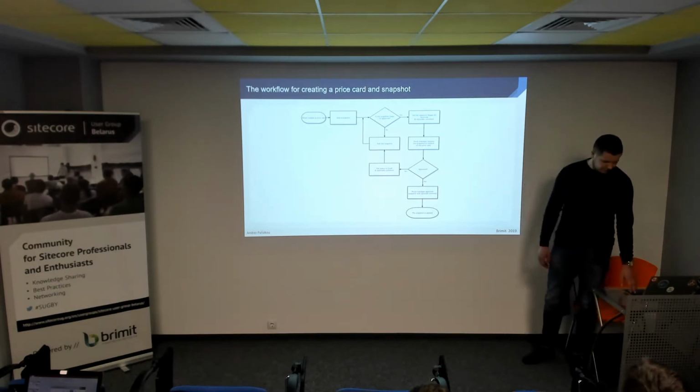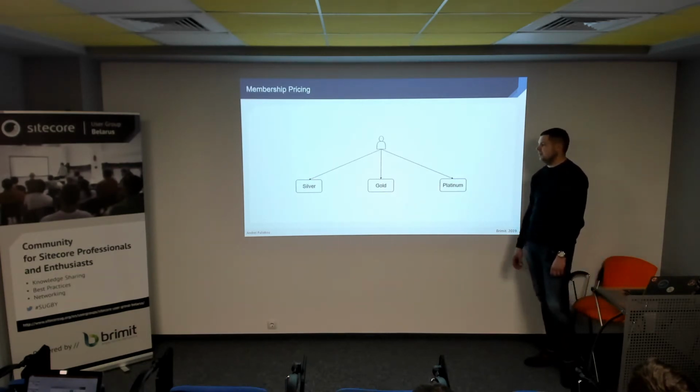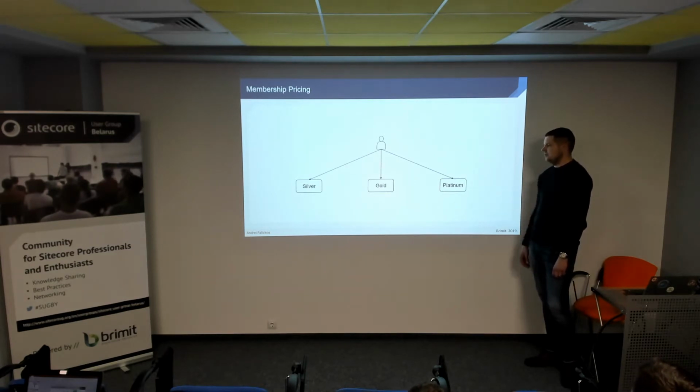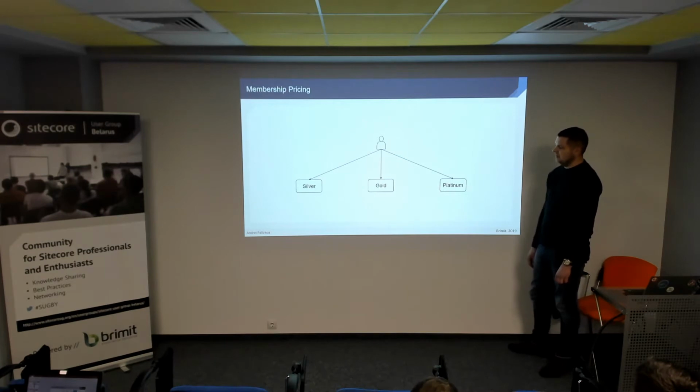So that's about the workflow. Regarding my plugin, basically we have a customer who can be awarded one of these three membership levels: silver, gold, or platinum. And based on these membership levels, we will be able to get a discount, a special price related to the membership level.